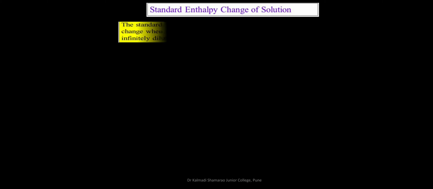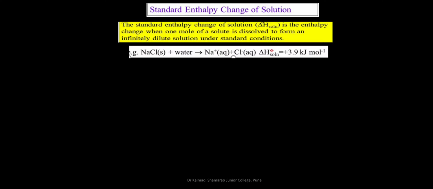Now let us see standard enthalpy of solution. Standard enthalpy change of solution is the enthalpy change when 1 mole of solute is dissolved to form an infinitely dilute solution under standard conditions. For example, NaCl plus water giving Na+ aqueous plus Cl- aqueous, and the enthalpy of solution is plus 3.9 kJ per mole. This reaction is of dissolving NaCl into water.